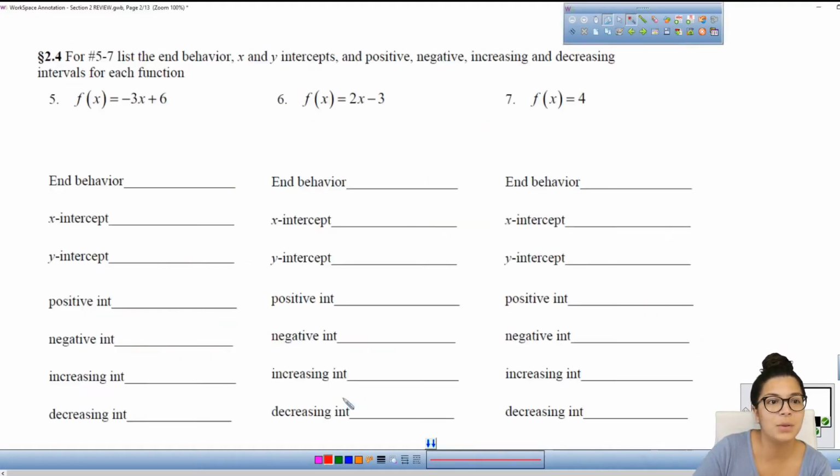Let's move on to number 5. So on all of these, 5, 6, and 7, we're going to list all of these key features. Now, in order to do these easily, first I want to make a rough sketch of the graph. You always want to do that. Answering any key feature questions, positive, negative, increasing, decreasing, and behavior, all those things are much easier when you have a rough sketch of the graph.